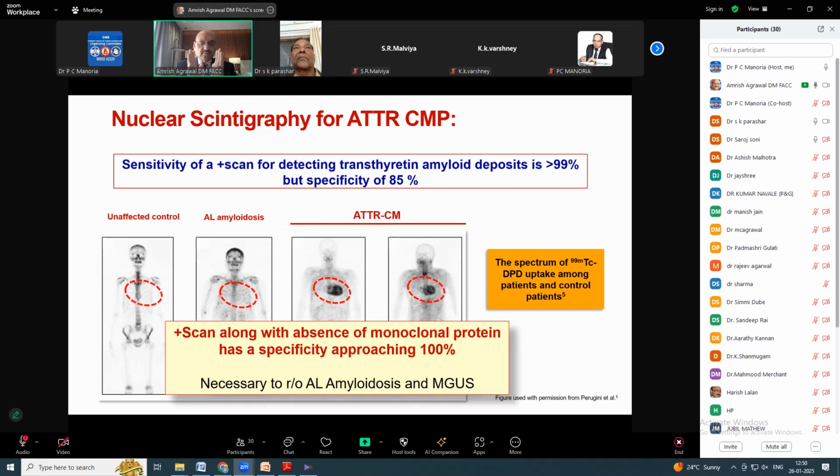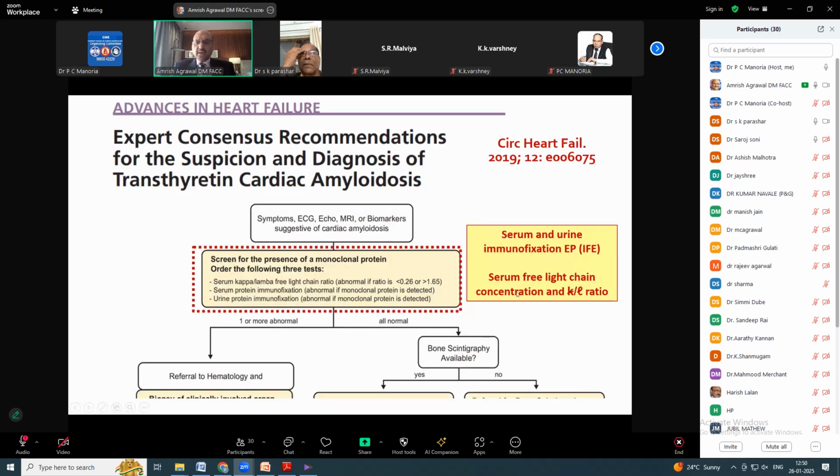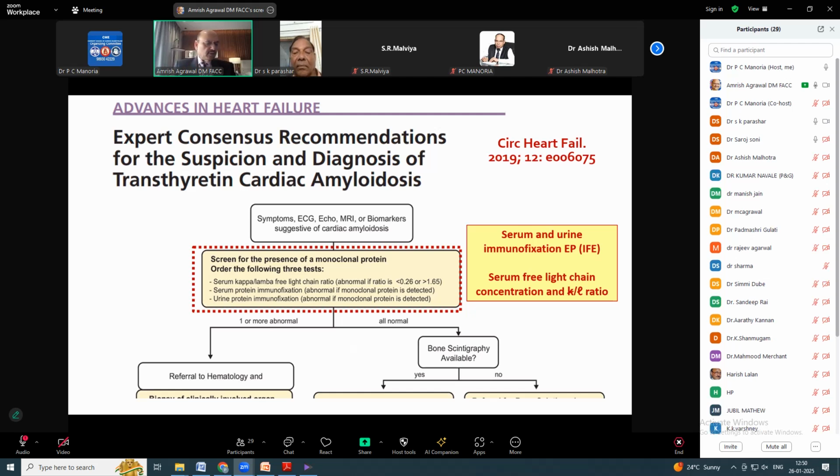That means in everybody in whom you suspect this, you have to order 2 tests. One is a pyrophosphate scanning of the heart, and you have to order a kappa chain, lambda chain. So these are the tests you have to order. You have to order kappa chain, lambda chain, the ratio, and you have to order serum and urine immunofixation electrophoresis. These tests are not done in our hospital. We send the sample to Germany, and typically the sample takes 3 weeks to come, but the nuclear scan is done in our hospital. If you have a positive nuclear scan, a negative immunofixation, and negative light chains and kappa chain, that means this is nearly 100% specific for ATTR amyloidosis.